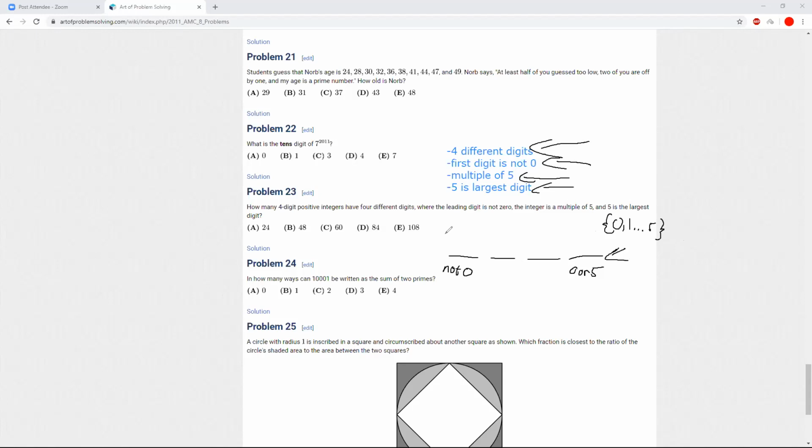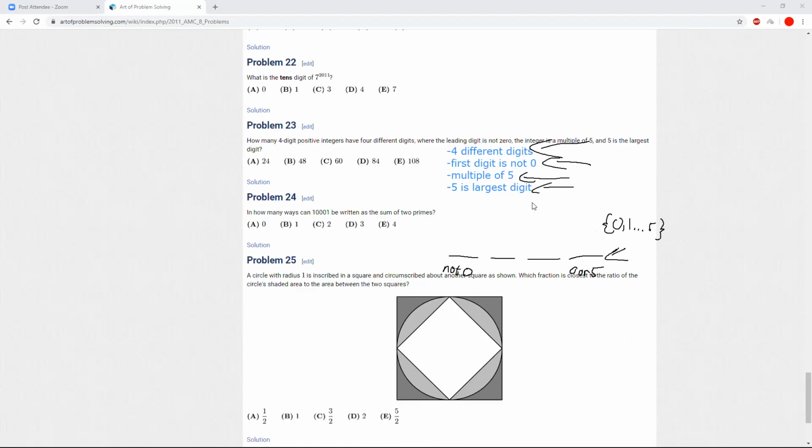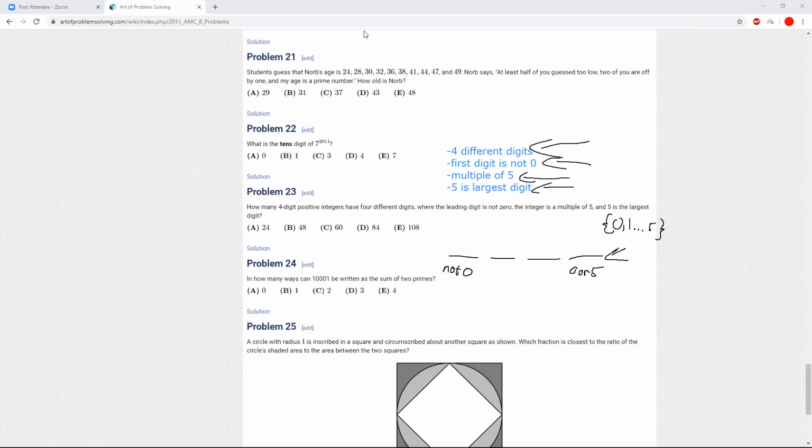Now we're going to proceed by casework. Let me scroll first. Oh shoot, this thing moves with it. I did not know that. Okay, I'll do my work on this side.